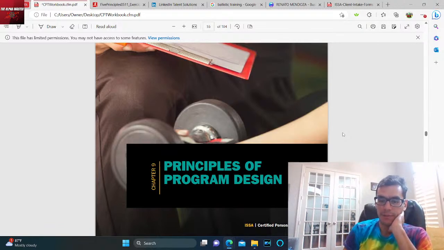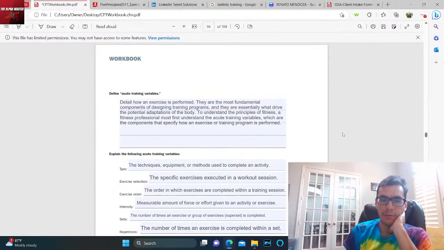The principles of program design. You have the acute training variables, which detail how an exercise is performed. They are the most fundamental components of designing training programs, and they are essentially what drive the potential adaptation of the body. To understand the principles of fitness, a fitness professional must first understand the acute training variables, which are the components that specify how an exercise or training program is performed.